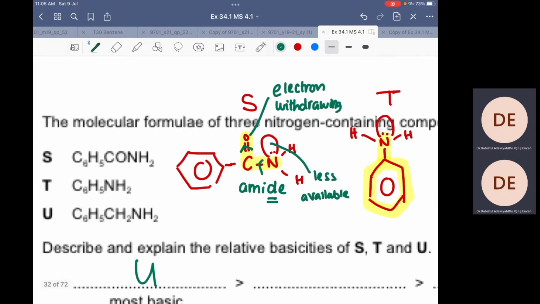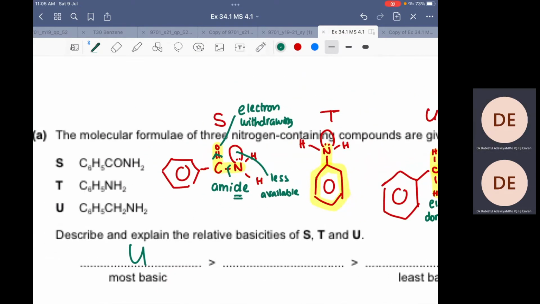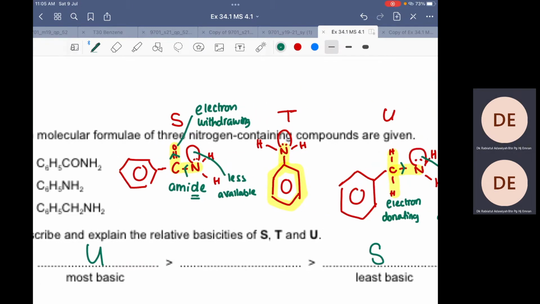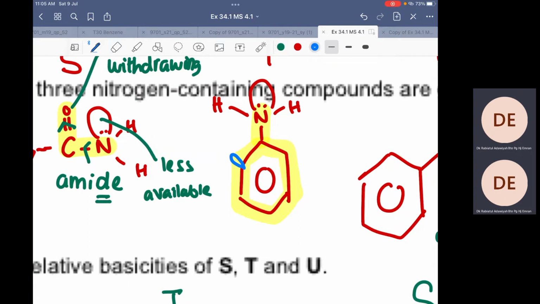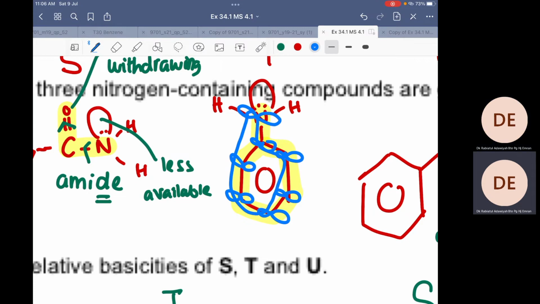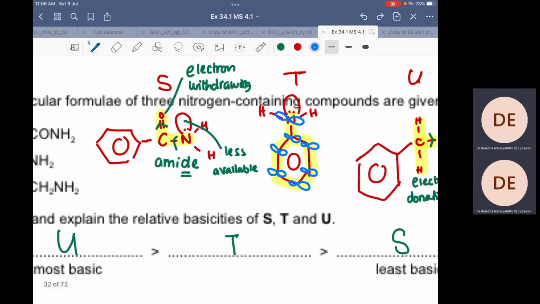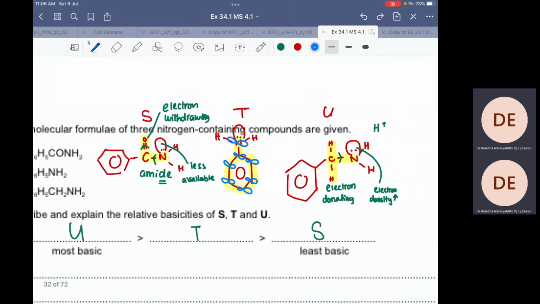So the amide S is the least basic, and T, phenylamine, is in the middle. Now in T, the lone pair is also less available because it is delocalized. It forms a part of the delocalized system. The delocalized system is actually just inside the ring, but because the lone pair of electrons sits in an orbital that is parallel to the p orbitals of the delocalized system, it is now extended. That's a bad drawing, but we say that the lone pair of nitrogen in T is now being delocalized into the ring.